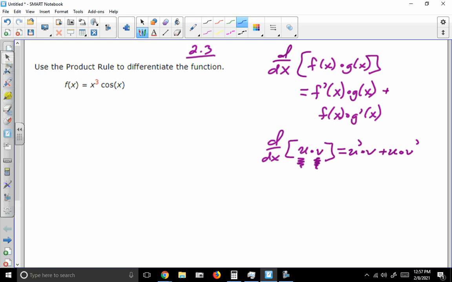So in this case, we have something with a variable times something with a variable, so we could call it x to the third u. So the derivative of that, 3 down x to the 1 less power. Call the second part v. And the derivative of that, the derivative of cosine, is minus sine.